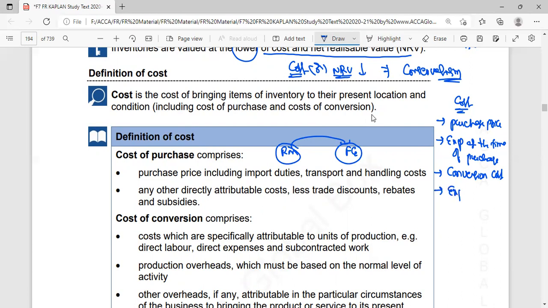And those expenses which are incurred to bring that inventory into a saleable position or saleable condition are included, like packing. For example, food items: once food items are produced, they cannot be sold without packing. Then packing is mandatory for bringing that food into the saleable position. That packing forms part of the cost of inventory.